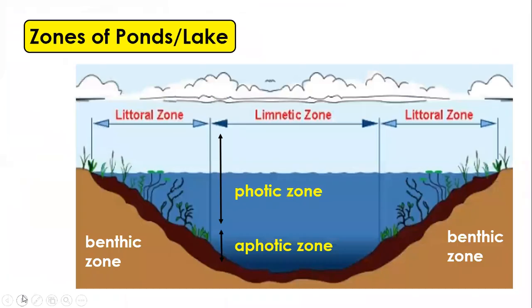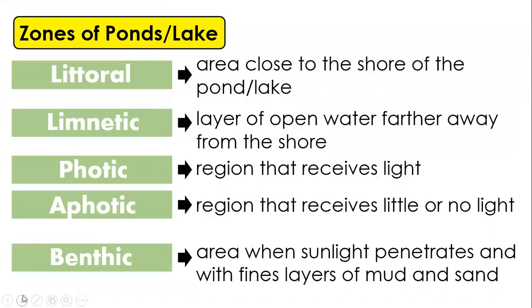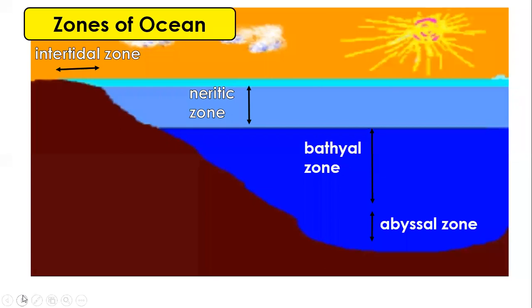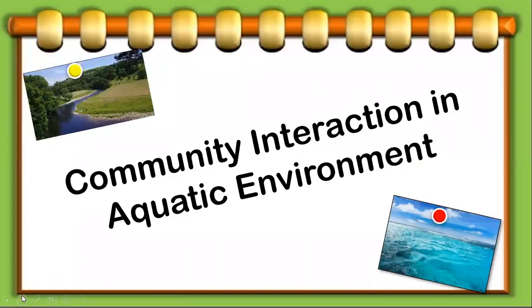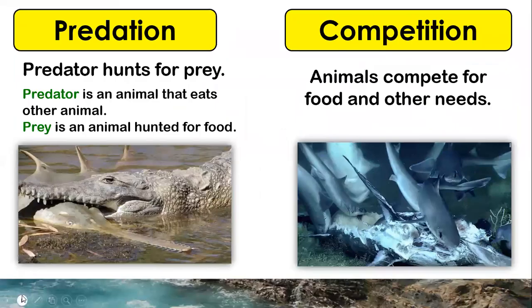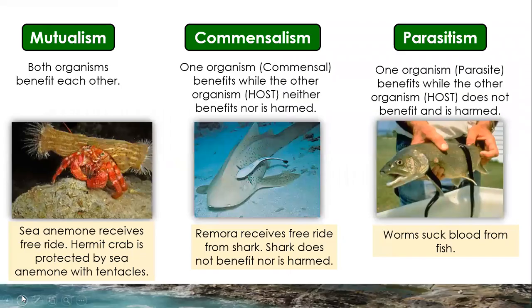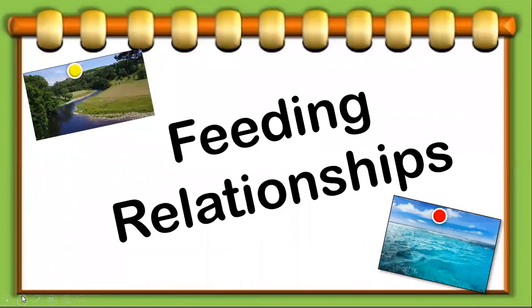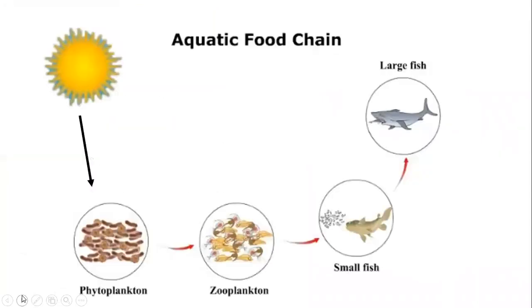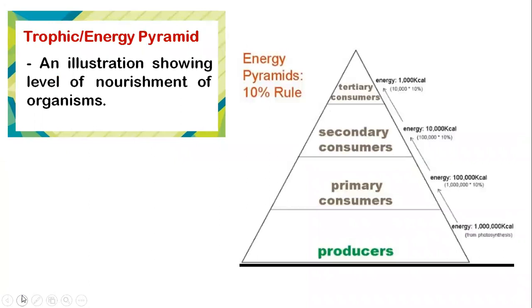Zones of the aquatic ecosystem: we have benthic, littoral, limnetic, photic, aphotic, and benthic zone. Then zones of the ocean: intertidal, neritic, bathyal, and abyssal. Then community interactions: predation, competition, symbiosis, mutualism, commensalism, and parasitism. Then lastly, we have feeding relationships: the food chain, food web, and the trophic or energy pyramid.